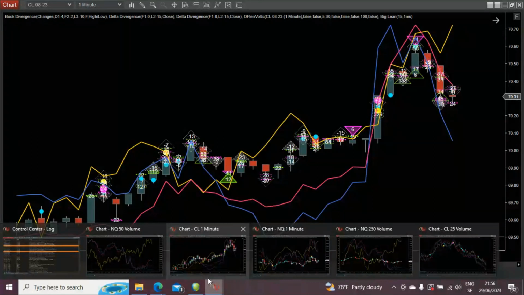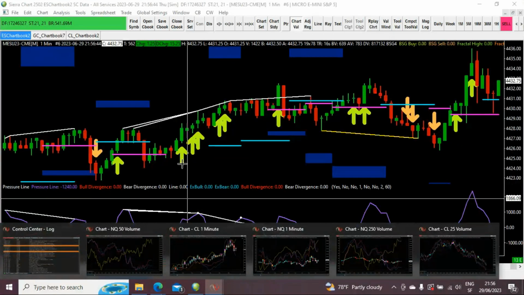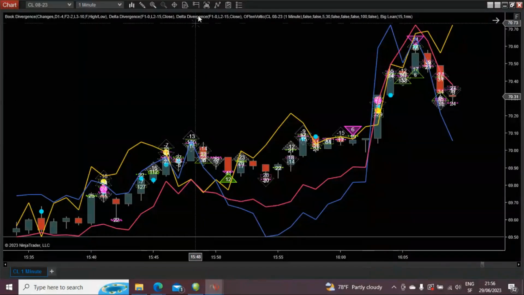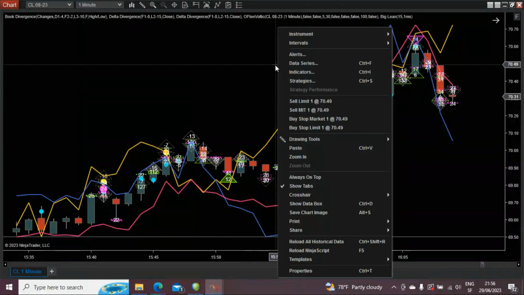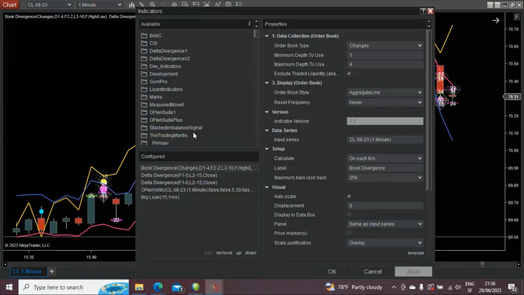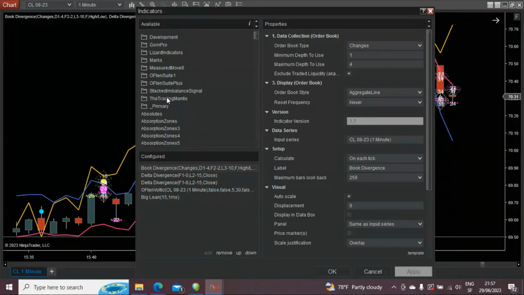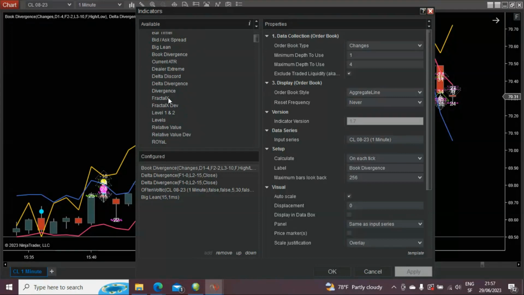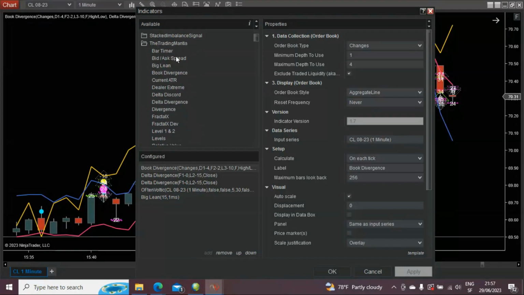So on here, we've got a number of indicators from the Trading Mantis. As you can see, Greg Schroeder has provided quite a number of indicators in his package.